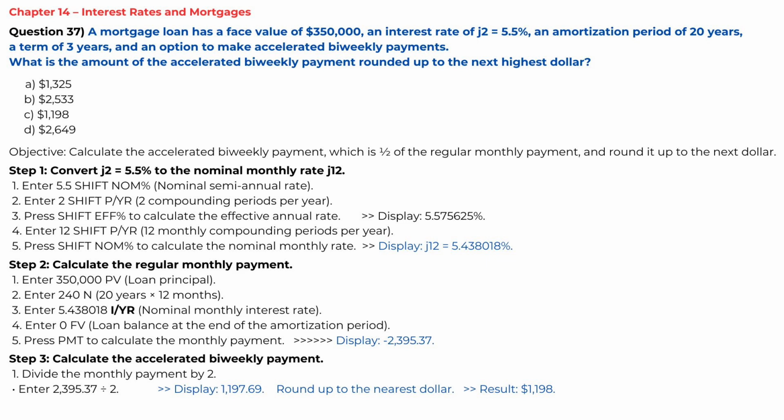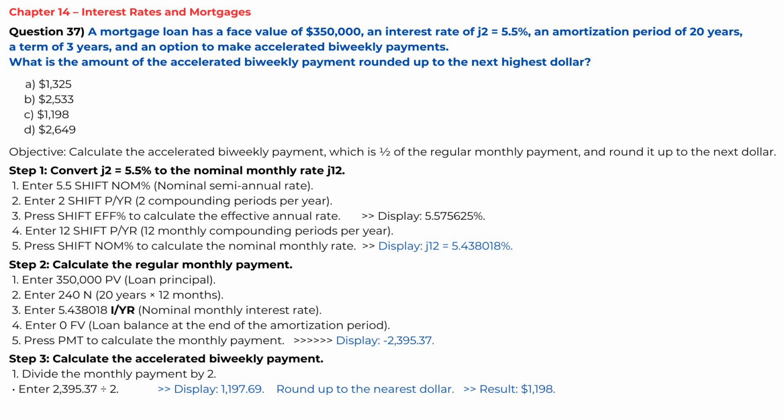Calculate the regular monthly payment. Enter 350,000 PV, loan principal. Enter 240 N, 20 years times 12 months. Enter 5.438018 I/YR, nominal monthly interest rate. Enter 0 FV, loan balance at the end of the amortization period. Press PMT to calculate the monthly payment.